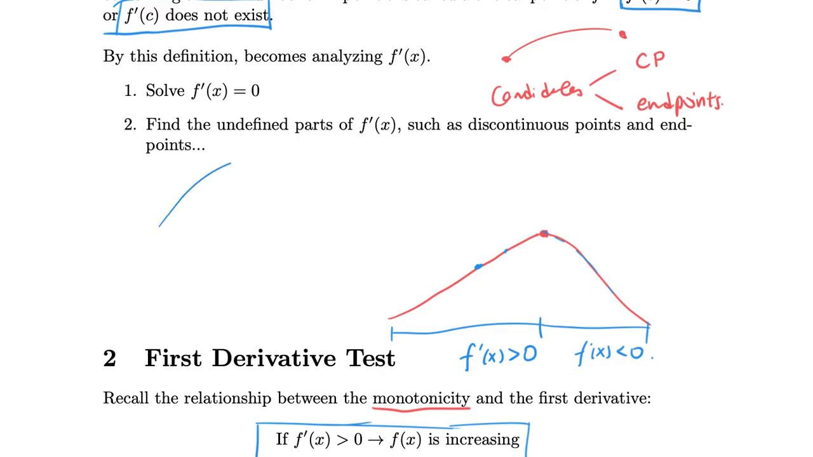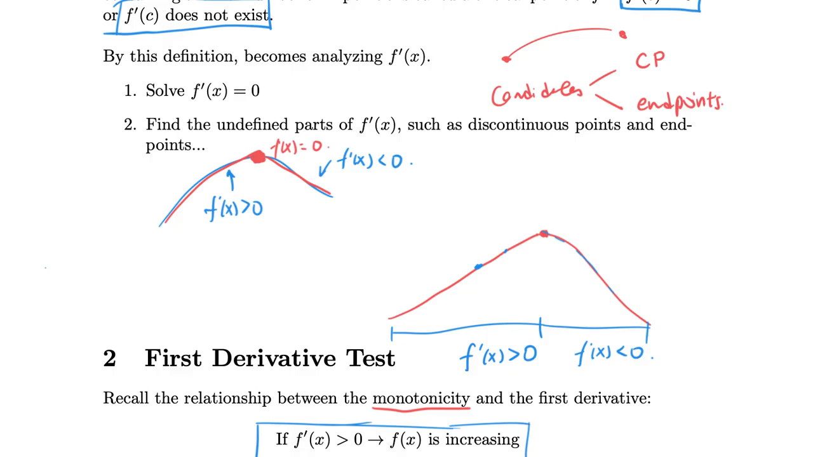For example, let's say we have something like this. We notice that for this part, it's monotonically increasing, so f prime is greater than 0 for this interval. But then f prime of x is less than 0 for this interval. And this point at the top must have f prime of x equals 0, because it serves as the transition point from increasing to decreasing. If you have increasing before you and decreasing after you, this must be the local maximum, right?